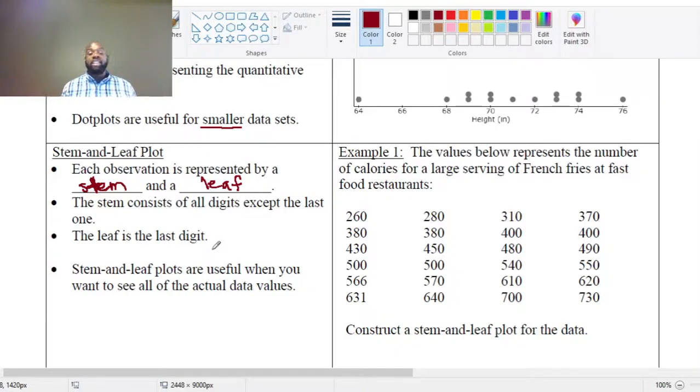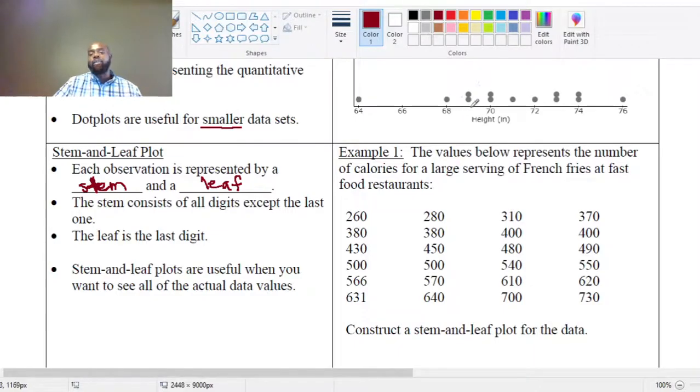Of course, you're going to have digits, right? And so the stem represents all of the digits except the last digit. Sometimes it's not the very last digit, but it's the digit that you want to reference, the last digit that you're interested in. And the leaf is the last digit. So all digits except the last, and then the leaf is the last digit. Stem and leaf plots are very useful when you want to see all of your actual data values instead of having the dots over there, right?